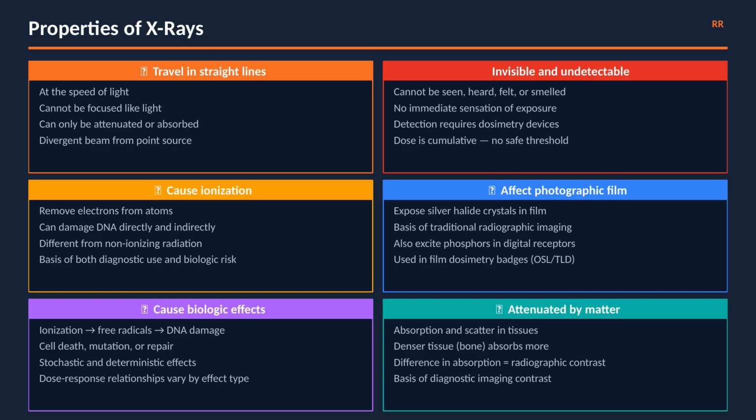They are attenuated, meaning absorbed, by matter in proportion to tissue density. And their dose is cumulative. There is no safe threshold below which no biological effect occurs. Under the linear non-threshold model, or LNT model, 1% of the electron kinetic energy at the anode becomes X-rays. 99% becomes heat. Managing heat is one of the primary engineering challenges in X-ray tube design.